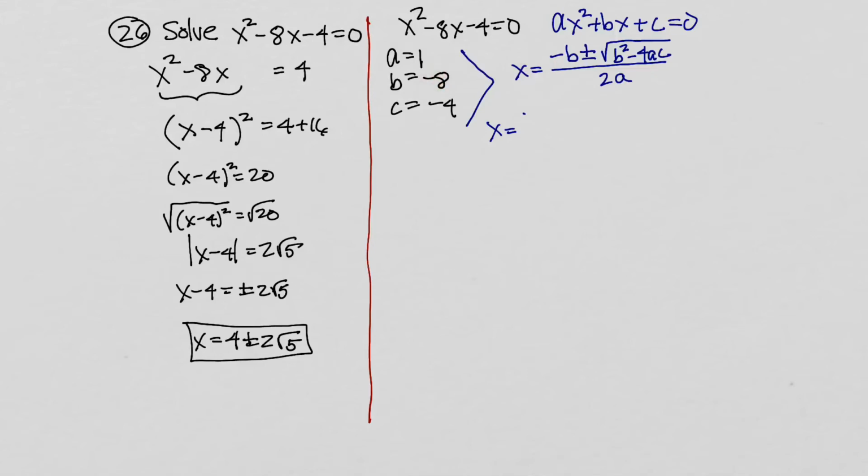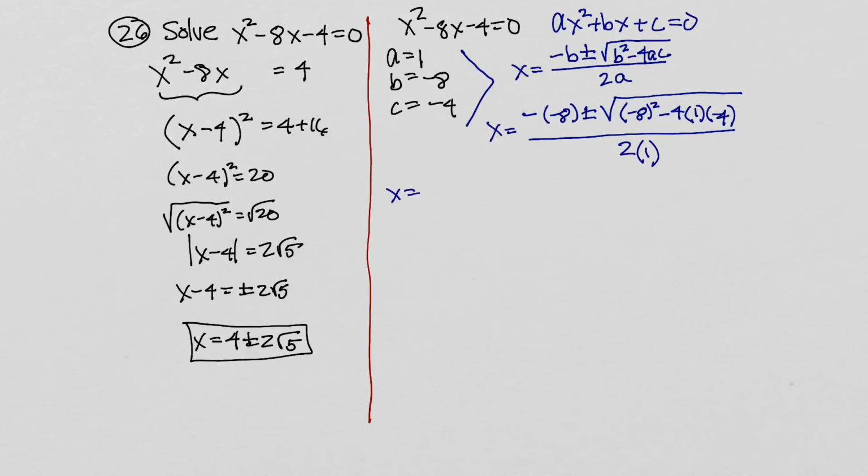So we're going to get the opposite of negative 8 plus or minus the square root of, now, this is b squared. Our b is negative 8. So we are going to get negative 8 squared, and then minus 4 times a, right? Negative 4 times a, but a is 1. So we'll get a 1 times c, and c is negative 4. Square root of all that. And all of this is divided by 2 times a, and a is 1. So this is a matter of just arithmetic now.